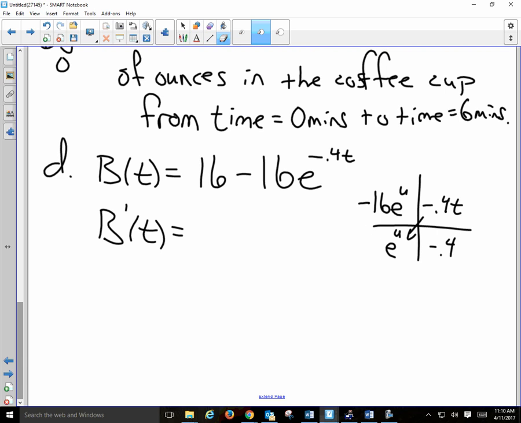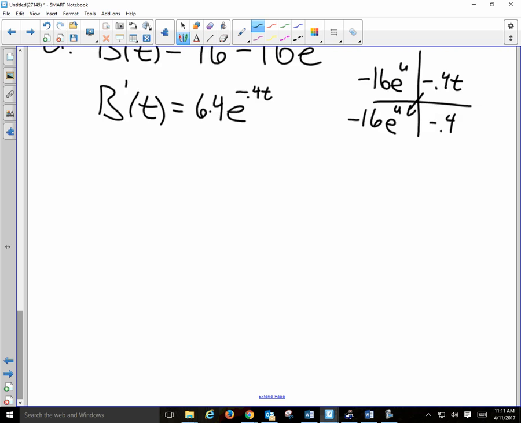I actually multiplied that together too quickly. When you multiply the negative 0.4 times the negative 16, we get 6.4. Again, this is a no calculator problem. e to the negative 0.4t. So I got b prime of t. Now what I need is b prime of 5.